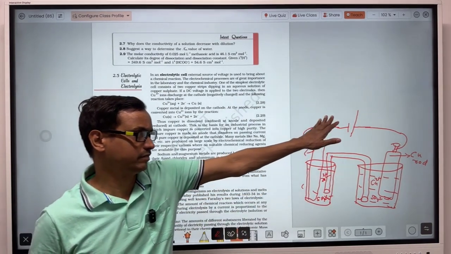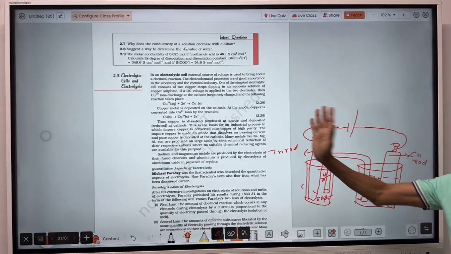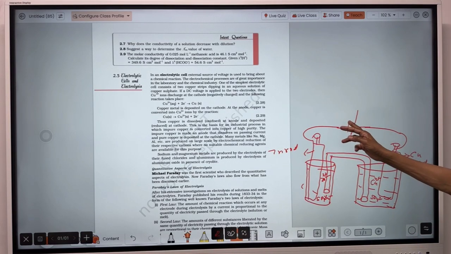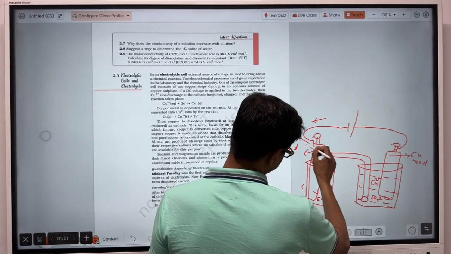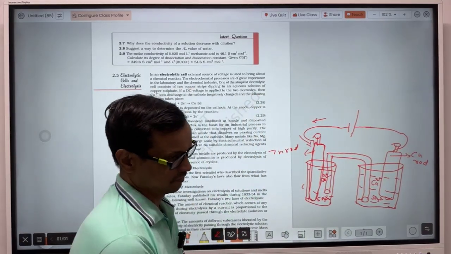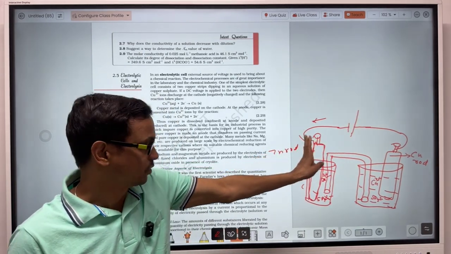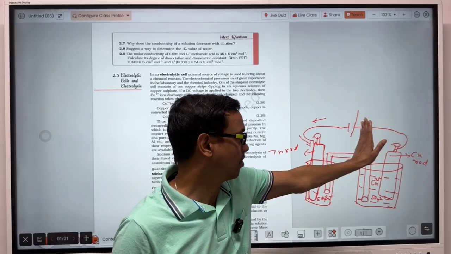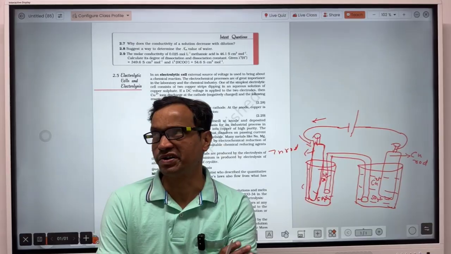When there was a connector through the voltmeter, then electron was flowing in this direction, current was flowing in this direction. But what happened when you have connected this zinc rod through the negative side of a battery and the copper rod through the positive side of a battery? Then electron will start flowing in this direction. So this zinc rod will become full of electron. When you have connected the negative end of a battery to the zinc electrode and the positive end of a battery to the copper electrode, then electron will come at the zinc rod.